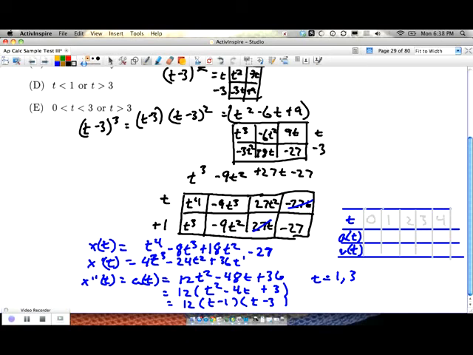We know at 1 that the acceleration is 0, and at 3 the acceleration is 0. But let's see what happens when we plug in 0. If I plug in 0, I get a negative times a negative, which is positive. If I plug in 2, that's a positive times a negative, which is negative. If I plug in 4, that's a positive and a positive, so that's positive. So this is increasing, then decreasing, then increasing. From negative infinity to 1, I'm increasing, and from 3 to infinity, I'm also increasing.